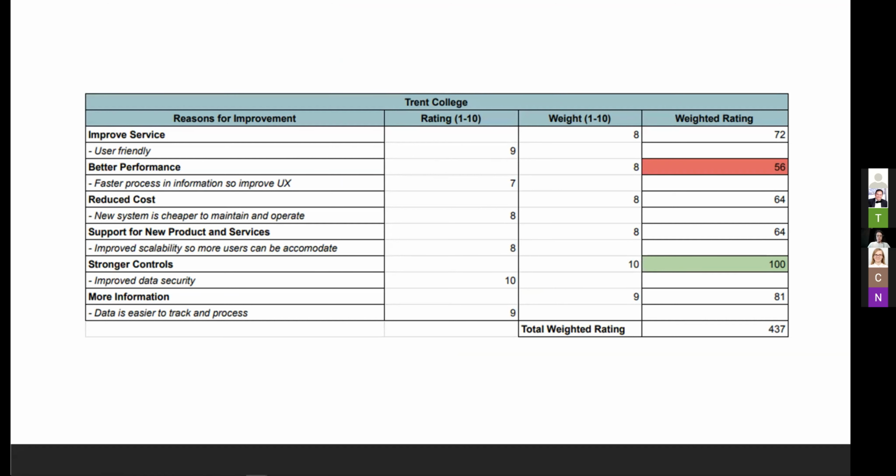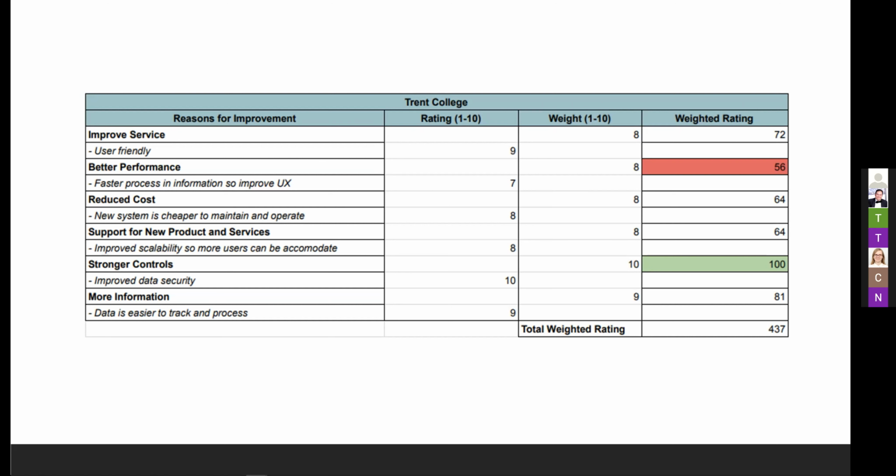And for better performance, we decided to give it a weight of 8. The new system will be able to process and retrieve information faster than the current one, which will directly increase user experience. However, for this reason, we gave it a rating of 7, since performance isn't that important for a small school like Trent College. So the weighted rating for better performance totals 56.